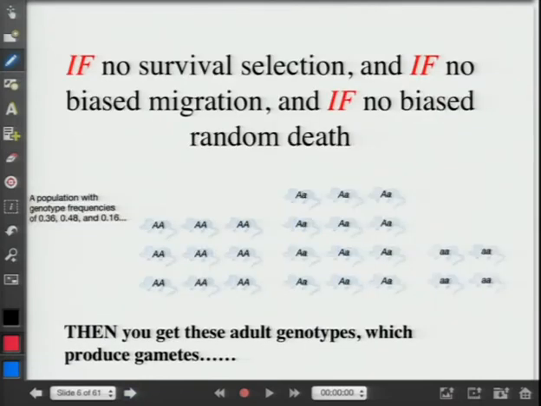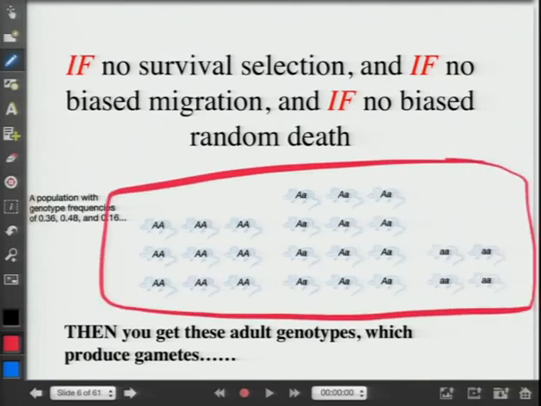So those zygotes grow up to be adults, and if certain conditions prevail as they grow up, if there's no differences in the survival of zygotes based on genotype at the A locus, and if there's no biased migration in or out of the population, biased meaning with respect to genotype at this locus. It's not that there is no migration in and out, it's that no one genotype is more or less likely to migrate in or out based on genotype at this locus. And if a bunch of them are going to die, but they die randomly with respect to genotype at this locus, then you're going to get this population of adult organisms. In other words, the frequencies of the adult genotypes are going to be the same as the frequencies of the zygote genotypes, if those three things don't interfere.